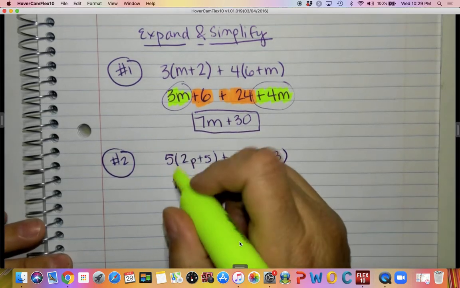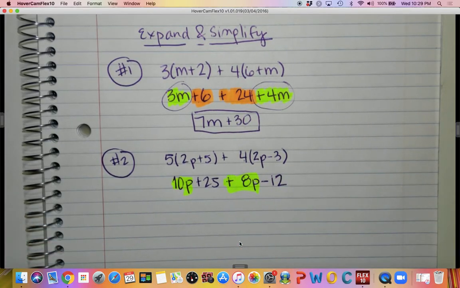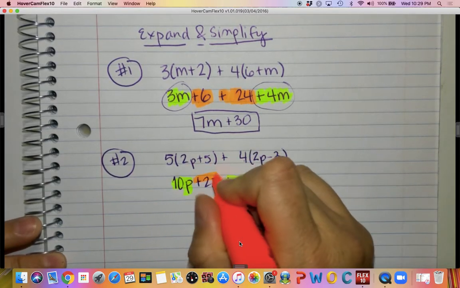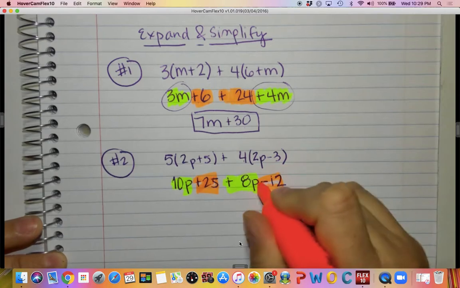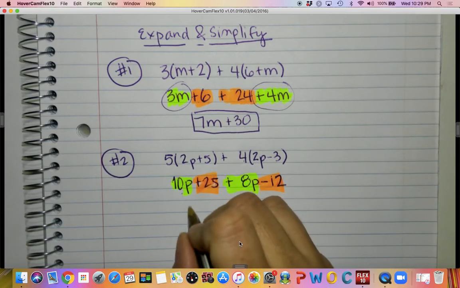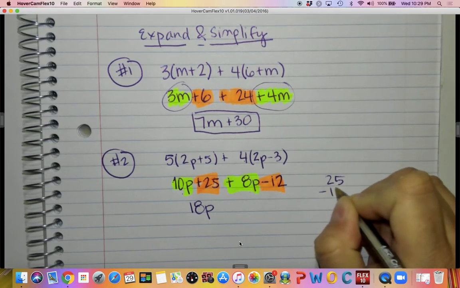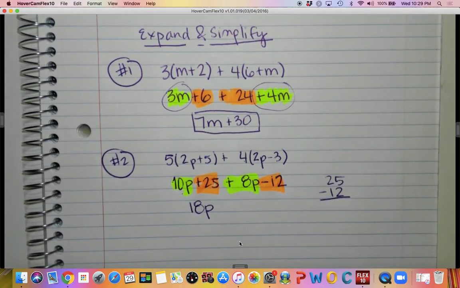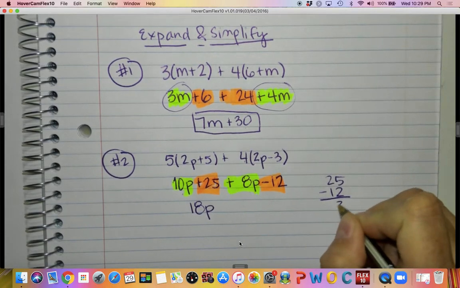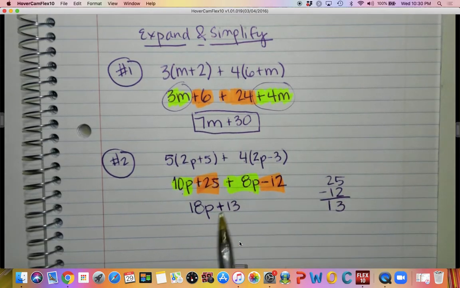So I have a 10p and a positive 8p. And then I have a positive 25 and a minus 12. So the 10p plus 8p gives me 18p. And then I'm going to take 25 and minus 12. And that will give me a positive number of 13. So I put my plus sign in because my number is not negative.